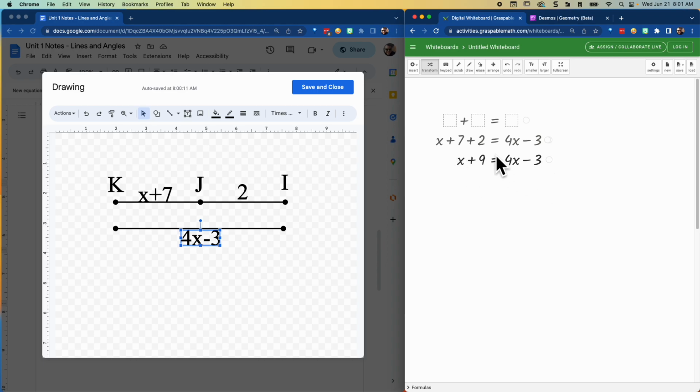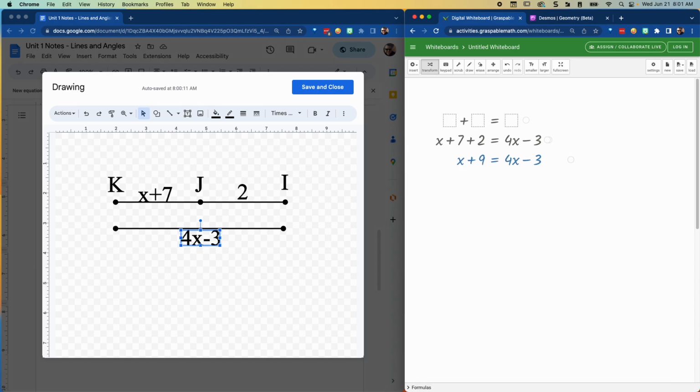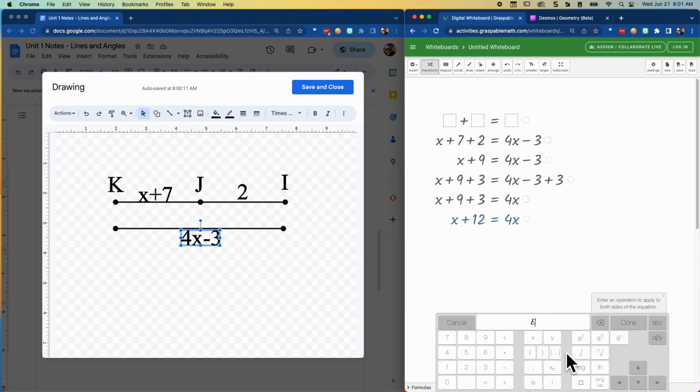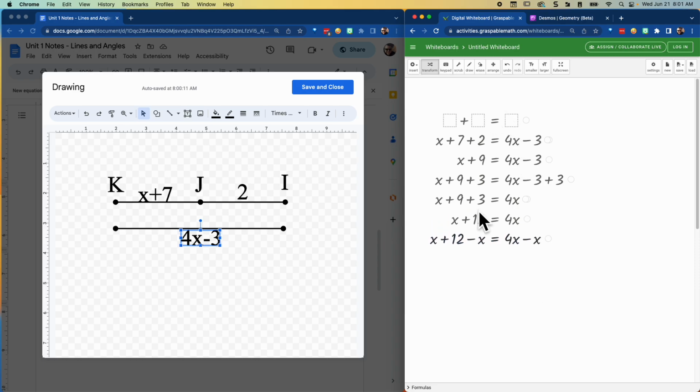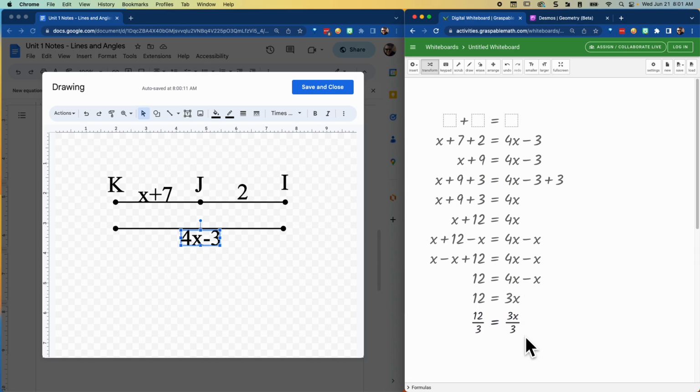And as I can start doing some things to these equations, I'm going to add 3 to both sides. That gives me 4x on the right and x plus 12 on the left. Now I'm going to subtract x from both sides. I'll move these x's next to each other so they can combine and make a 0. And now I can also combine the 4x minus x gives me 3x. Then I just need to get rid of that coefficient, the number multiplied by x, so I divide by 3 on both sides. And that will give me x equals 4.